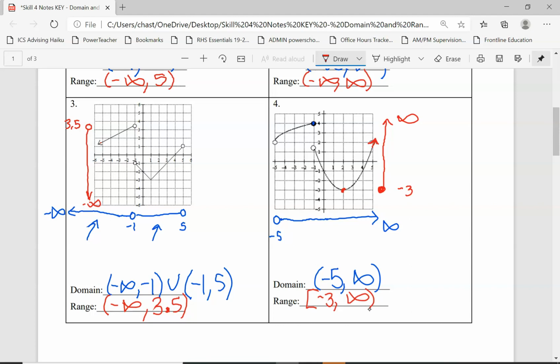Okay, so it's just looking at it horizontally and looking at it vertically and determining which values x is first for domain that a graph can take on. And then same idea with the range, looking at y values. Okay, so I'm going to stop this video here so that you can practice this part of the skill. And then after you've practiced this skill, then we're going to continue with the second video that will talk about this from a function perspective.